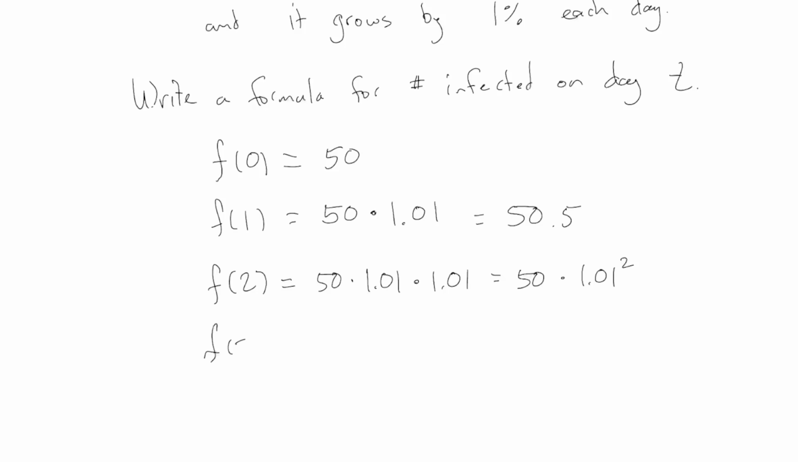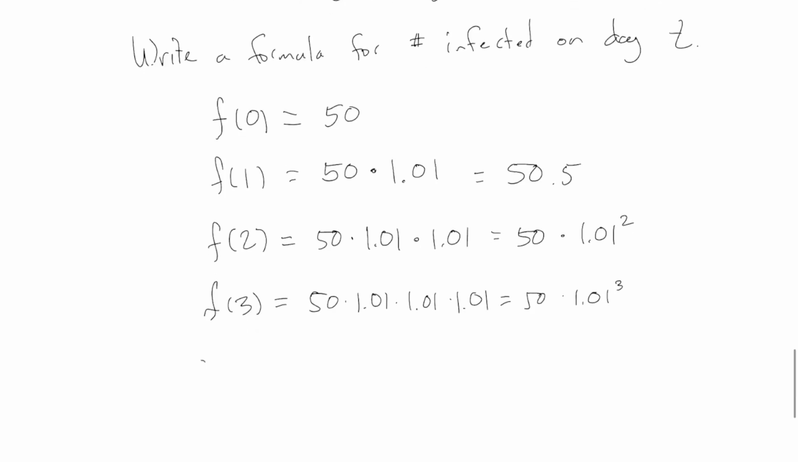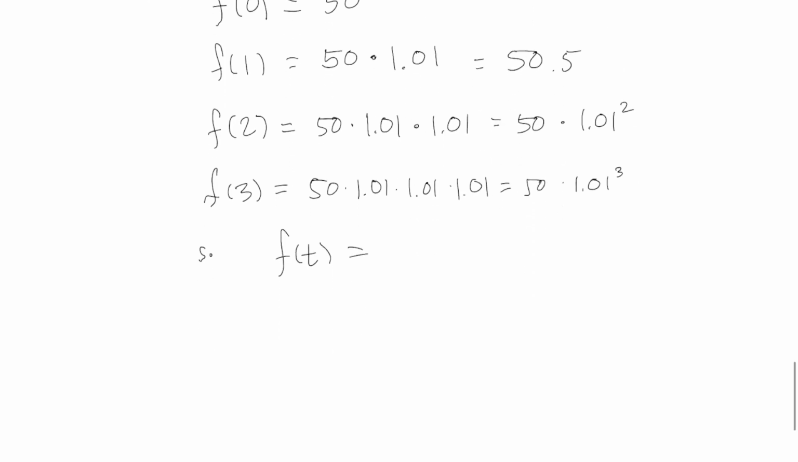What about the next day, f of 3? This is 50 times 1.01 times 1.01 times another 1.01. Each day, it grows again by 1%. Again, I don't know what this is without using my calculator, but it's like that, right? Anybody see the pattern here? You don't have to be a genius to see the pattern here. It's f of t equals 50 times 1.01 to the power t, right?